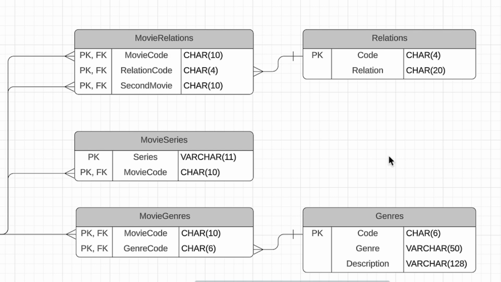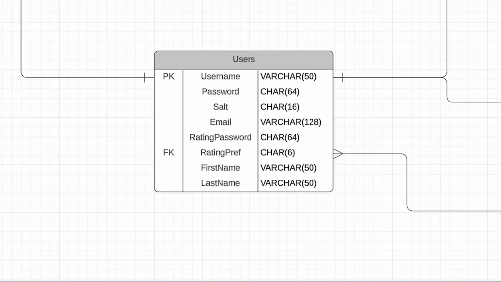If you only had one type of relationship, such as sequels, you could have a column called sequel movie and link it to the movie. But I think the way it's been done here is good. Let's look at the user table.